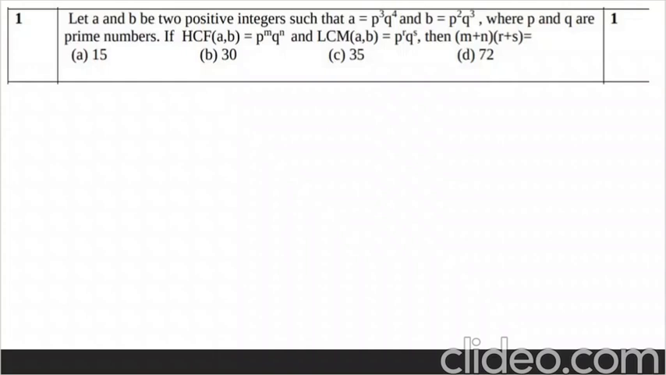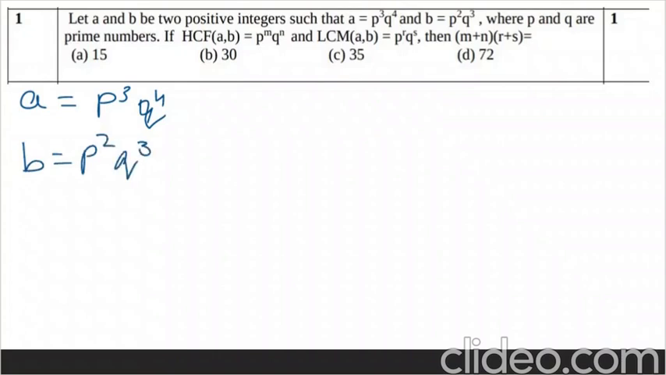So let's write our numbers first. A is given as p cube q raised to 4, and B is given as p square q cube. Now what will the HCF be? We have to write the common powers, taking the lowest. Which is the lowest common power? 2 here and 3 here. So I'll write it as p square q cube, that will be my HCF.